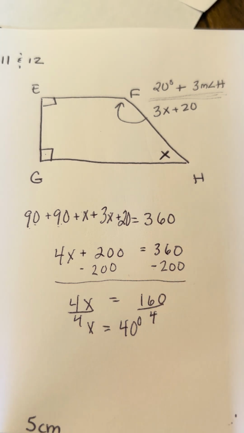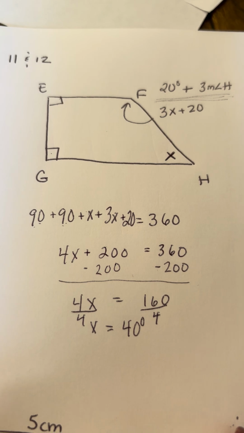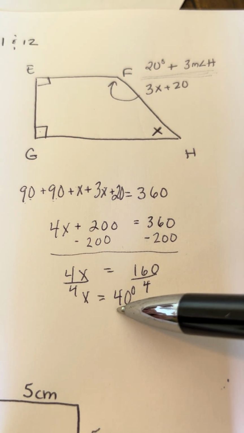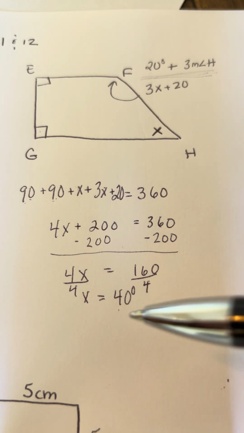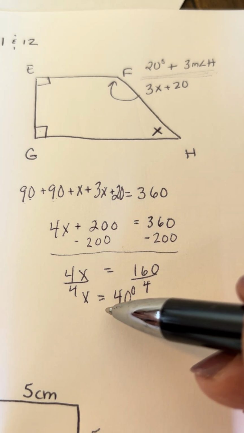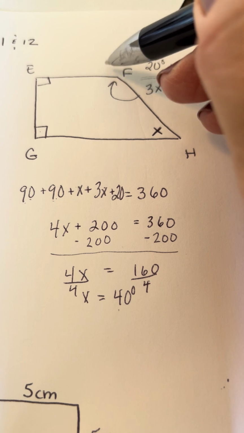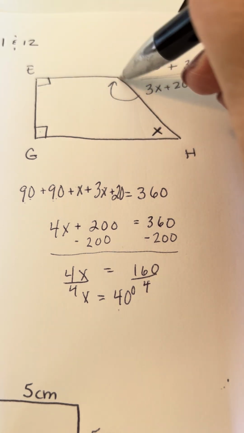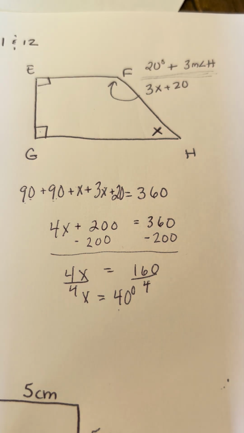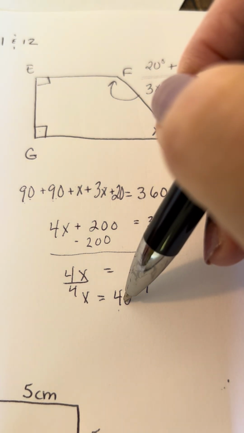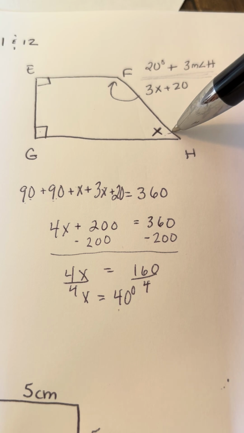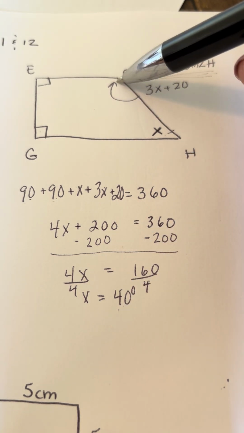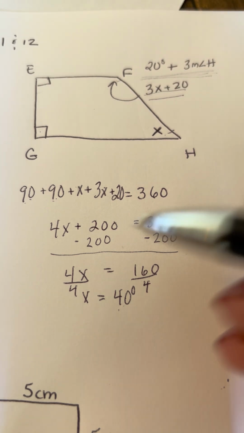Now, here is the tricky part. You can see that 40 degrees is written down as one of the answers. They asked me for the measure of angle F. F is up here. First thing, if this is 90, this is more than 90, looking at the drawing, right? That is not 40 degrees. That's this one here.